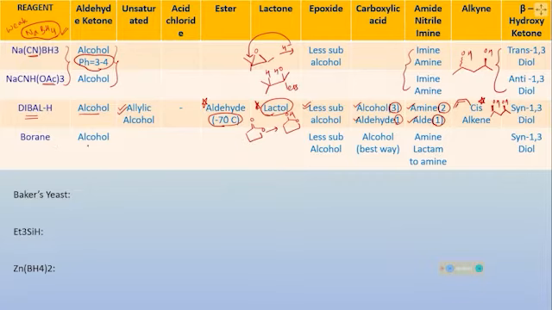Borane reduces aldehyde or ketone to alcohol. Epoxide is reduced to less substituted alcohol. Carboxylic acid is reduced to alcohol. This is the best way to reduce carboxylic acids. Amide, nitrile or imine is converted to amine, and also lactam is reduced to amine. What is lactam? A cyclic amide is called a lactam. This is a cyclic amide. This on reduction with borane is reduced to amine, and beta hydroxyketone is reduced to syn-1,3-diols.